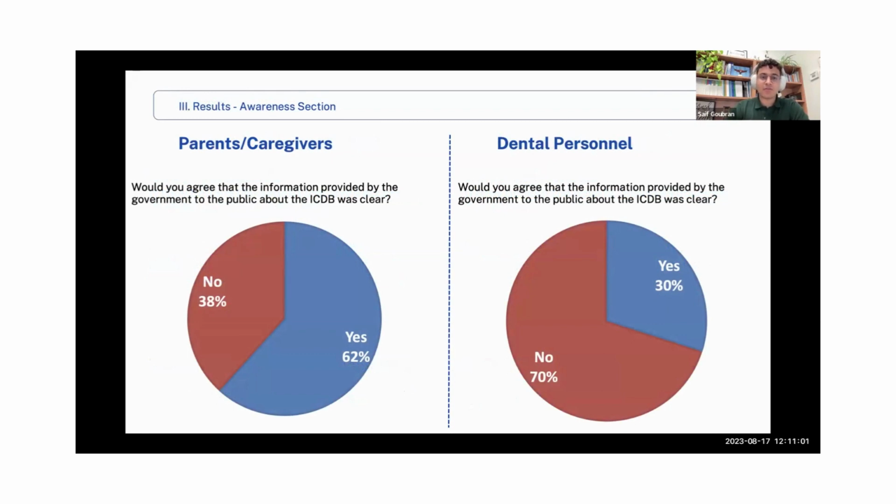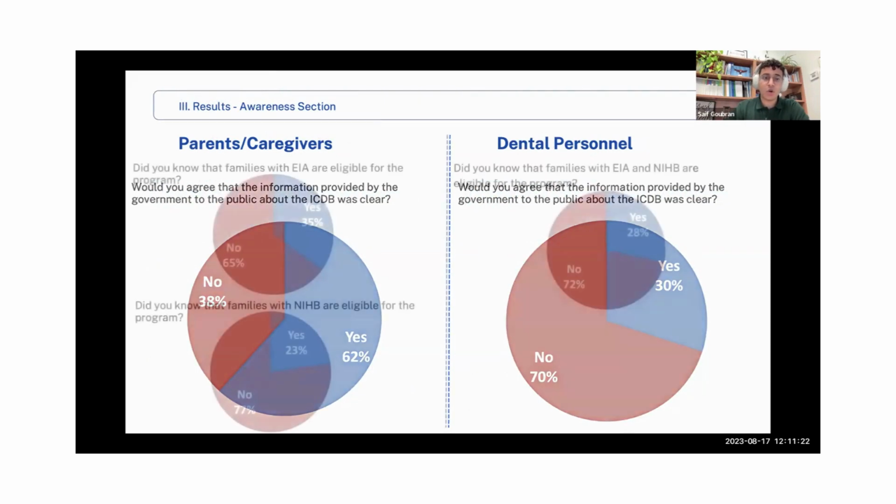So looking at the awareness section results from that, we asked parents and caregivers if they felt the information the government provided to them about the program was clear. And just over 60% of parents agreed. 62% of parents said that they felt that the information the government provided was clear. But when we asked this question to dental personnel, we saw quite a large shift, where 70% of dental personnel felt like the information the government provided about the program was unclear.